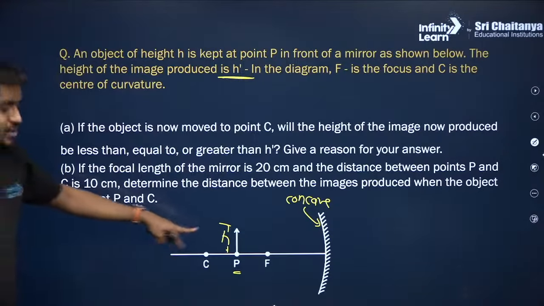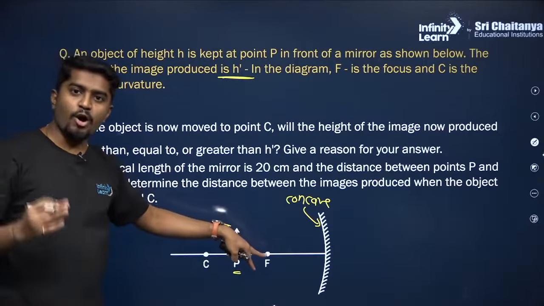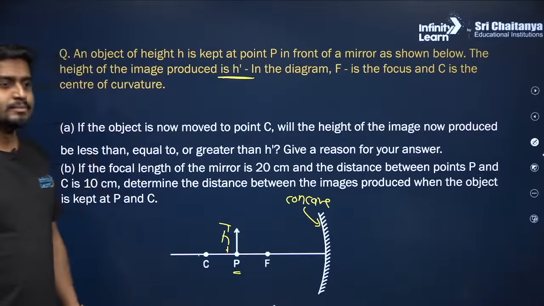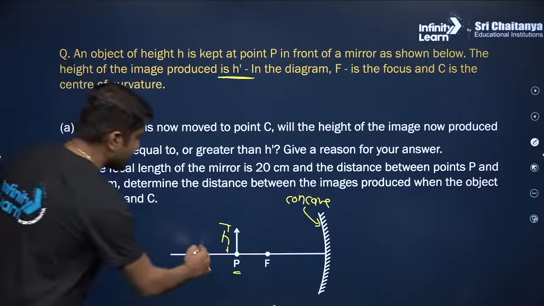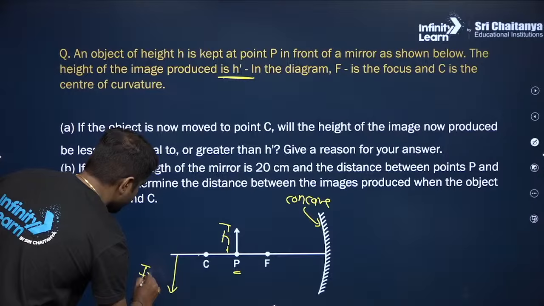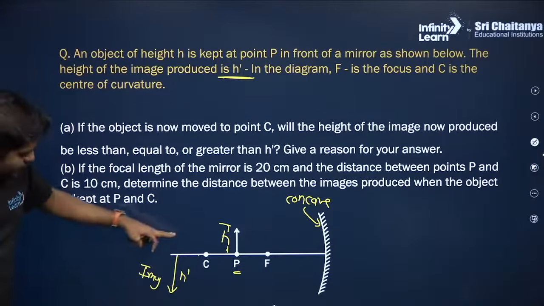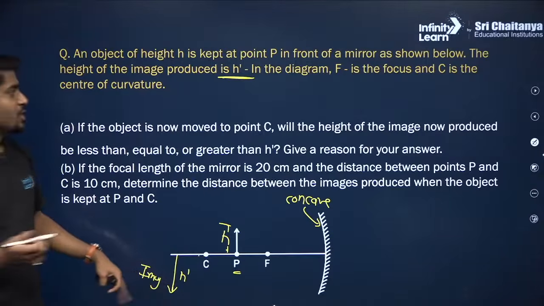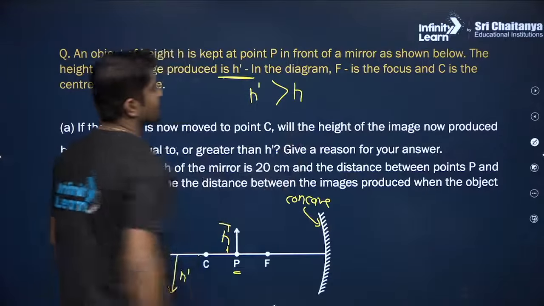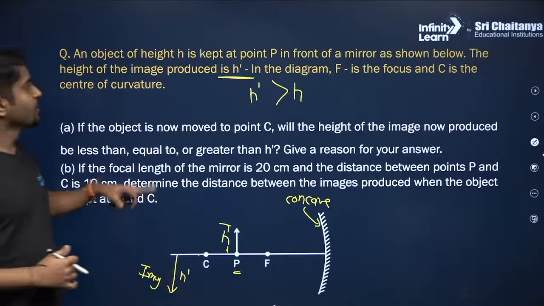So now this object is between the center of curvature and focus. If the object is between the center of curvature and focus, can you tell me where the image will be? When the object is between these two, this is going to be the image, and the height of the image is h prime. So this is going to be a magnified image, so I can write here h prime is greater than h. The height of the image is greater because it is a magnified image.